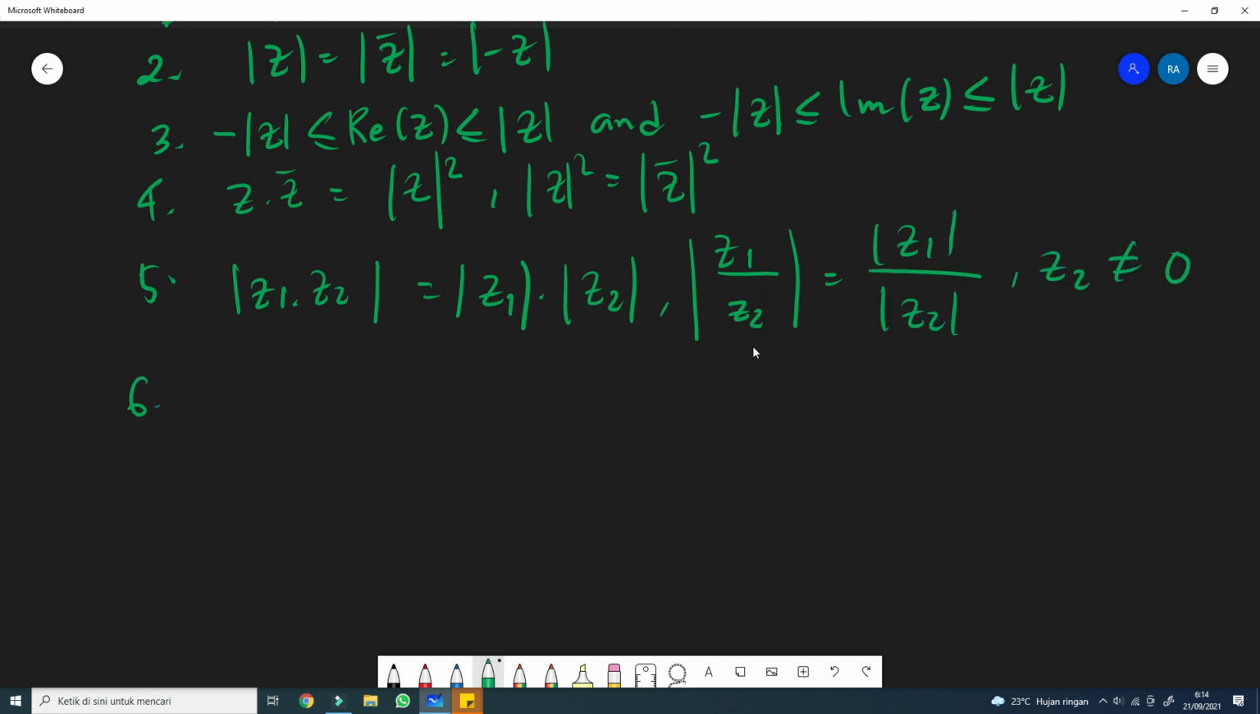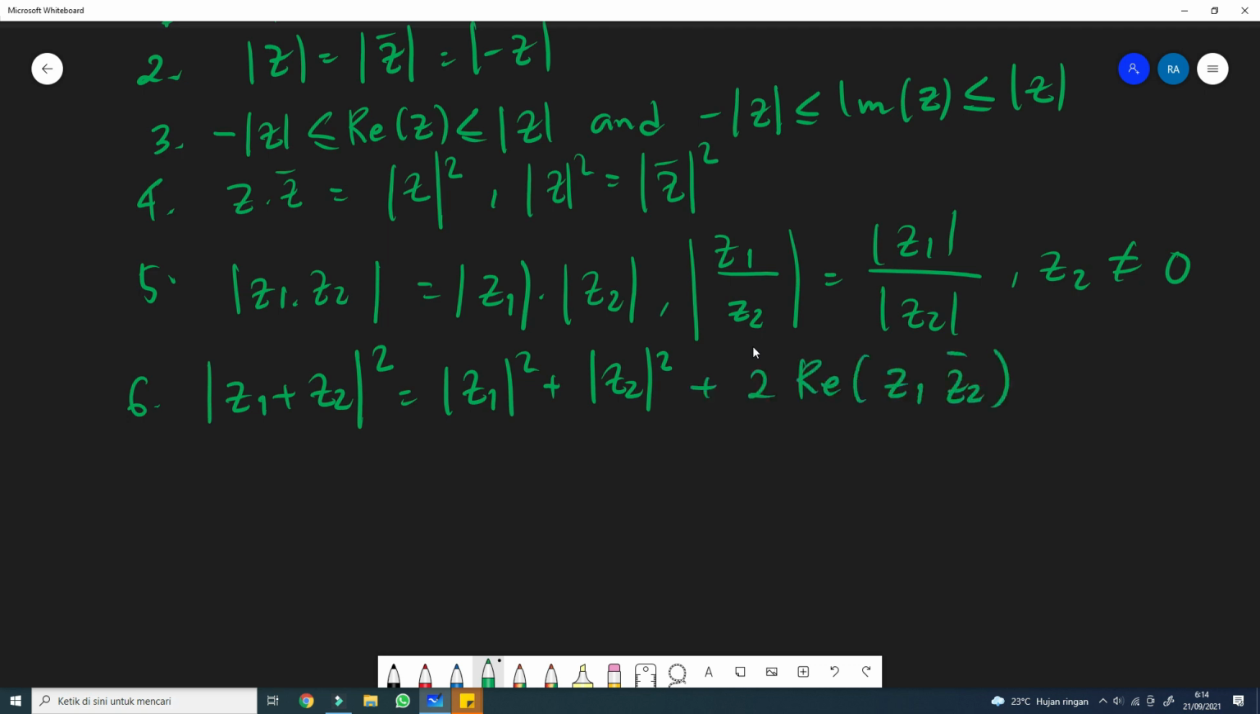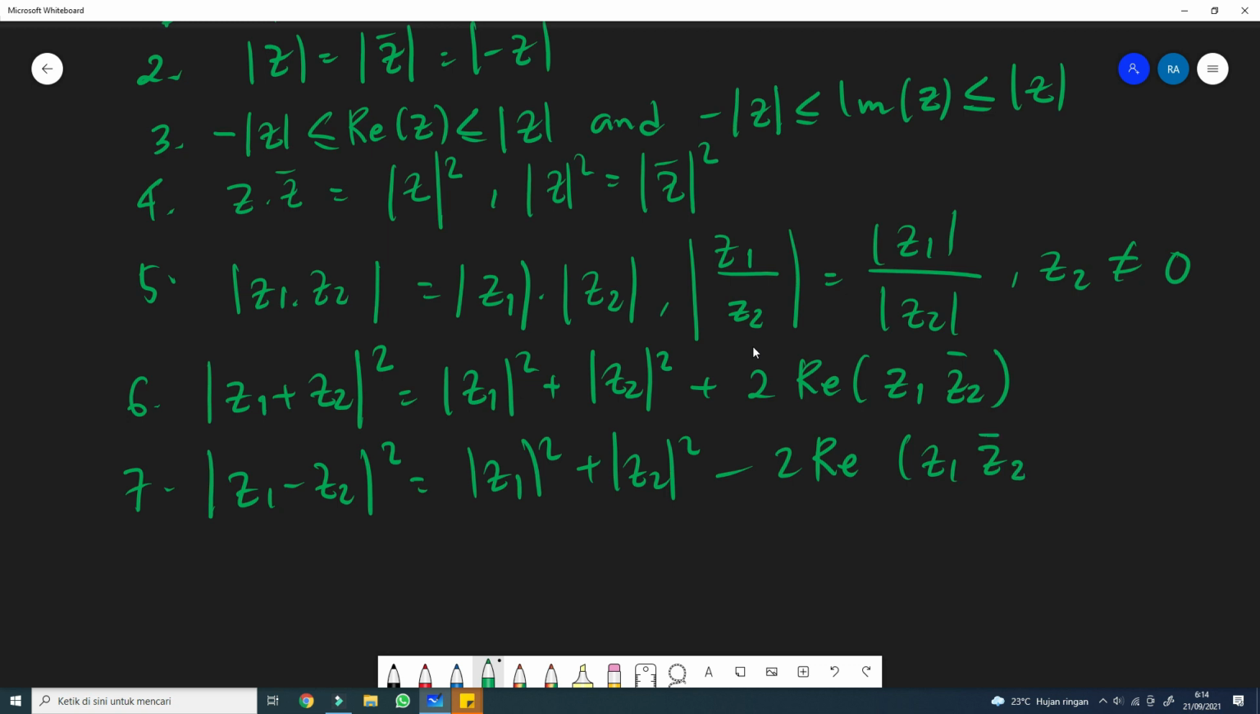Number 6, absolute of z1 plus z2 square equals absolute z1 square plus absolute z2 square plus 2 times real part of z1 times z2 bar, and absolute of z1 minus z2 square equals absolute z1 square plus absolute z2 square minus 2 times real part of z1 times z2 bar.